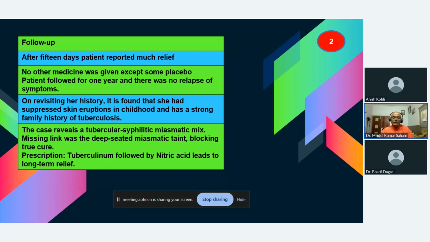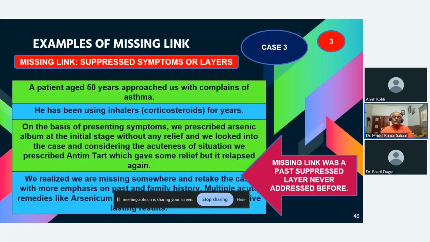So these things were removed now. Now the third case is suppressed symptoms or layer. This is the example of the third missing link. A patient aged 50 approached us with complaints of asthma, and he had been using inhalers, corticosteroids for years.